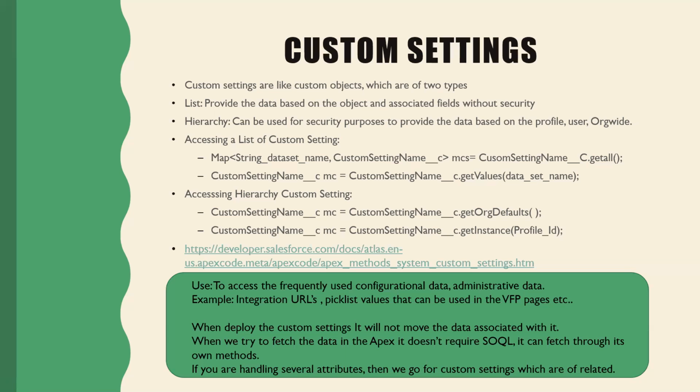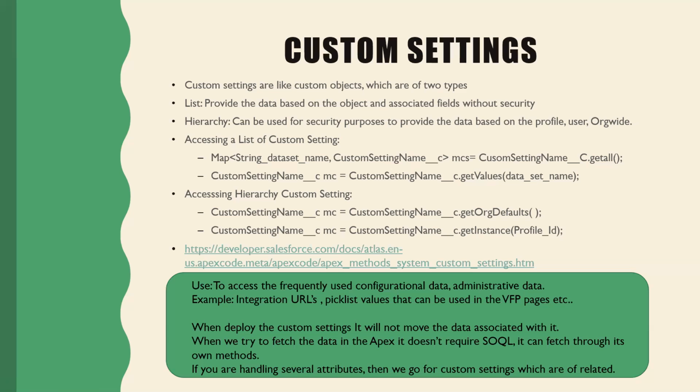So what Mohana said is correct. We can just use the getAll method or the getValues method to get the data from the custom settings, so it will not count against governor limits. For example, if you want to maintain zip codes or pin codes, and based on that pin code you want to do something, you can maintain all those in a custom setting, whatever data you want to use frequently.